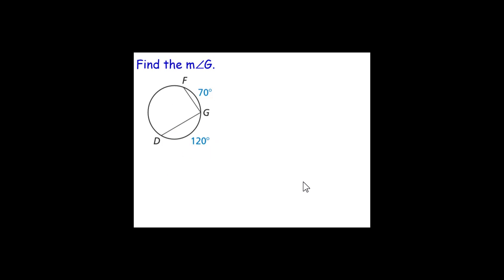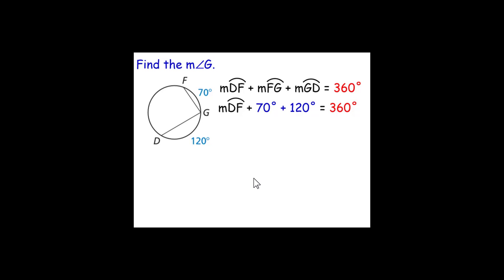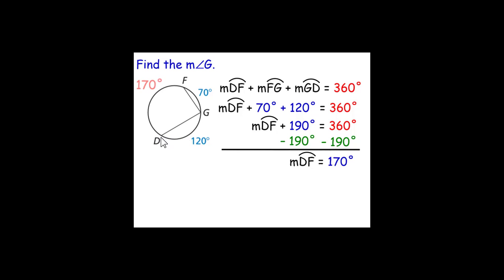Since we know the measure of a circle is 360 degrees, when we add the measures of all three arcs DF, FG, and GD, we cover the entire circle. They gave us the measurements of two of the arcs, so let's substitute those values in. Combine like terms, subtract 190 from both sides, and we have the measure of arc DF is equal to 170.